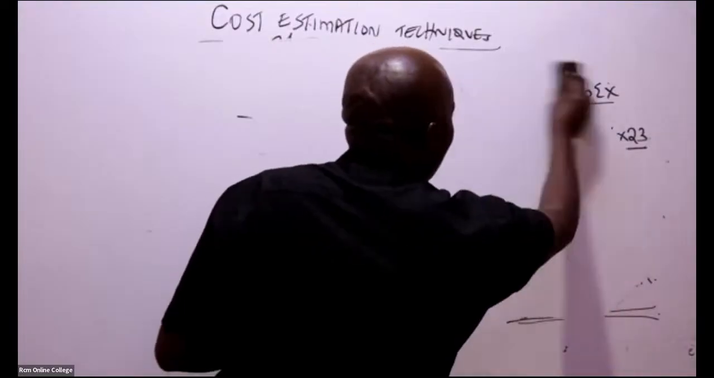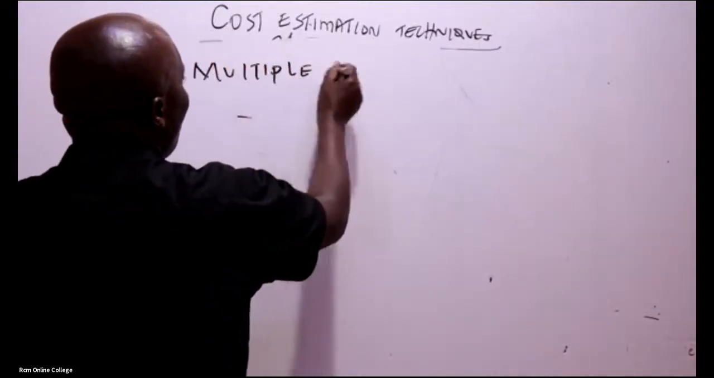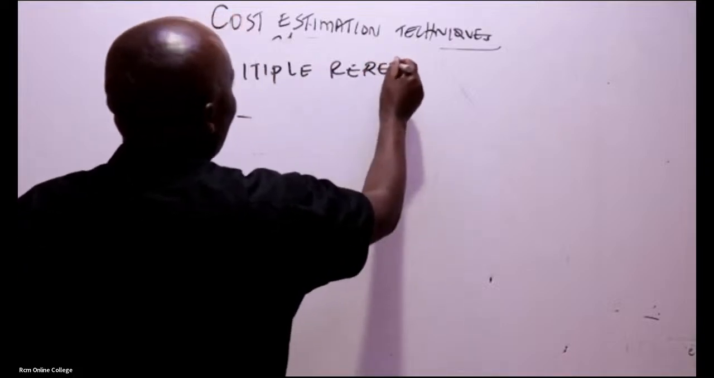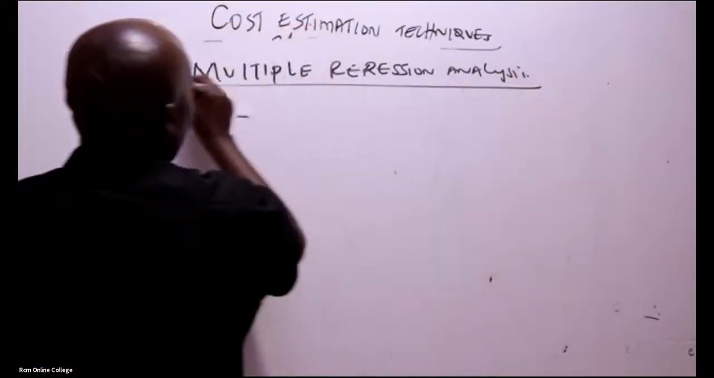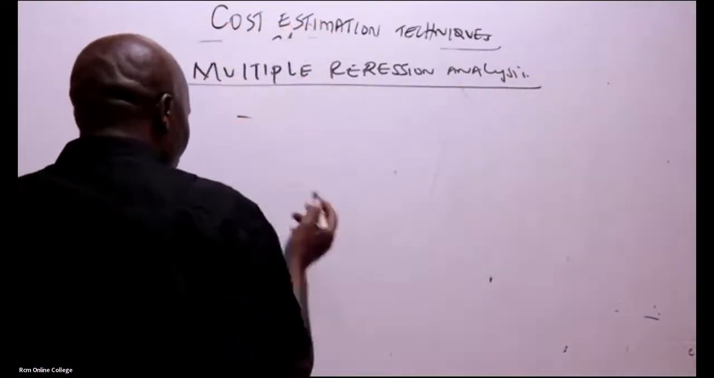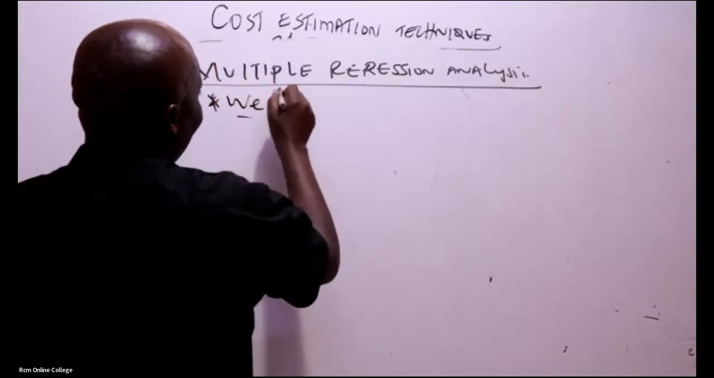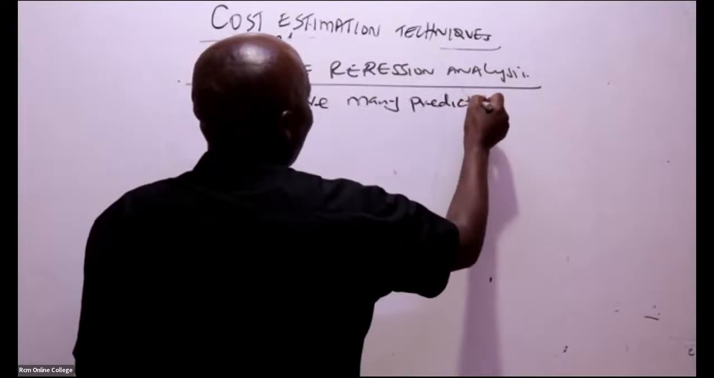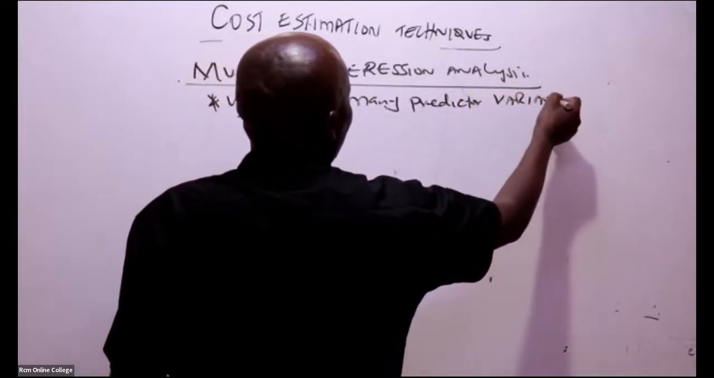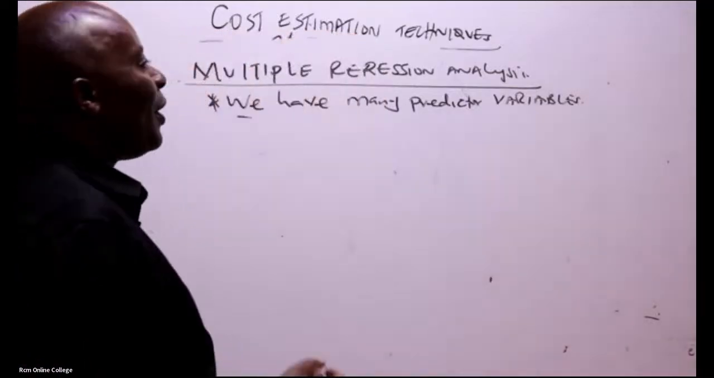ANOVA table. In most cases, they will test you on multiple regression analysis. So basically, under multiple regression analysis, we are given 2 or more predictor variables. So in this case here, we have many predictor variables. We'll be given many predictor variables.